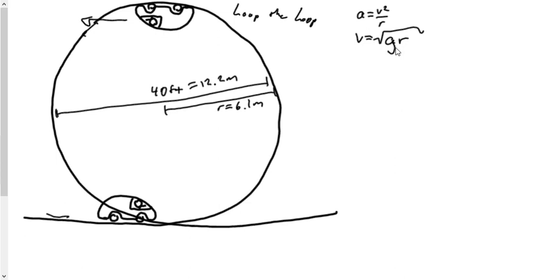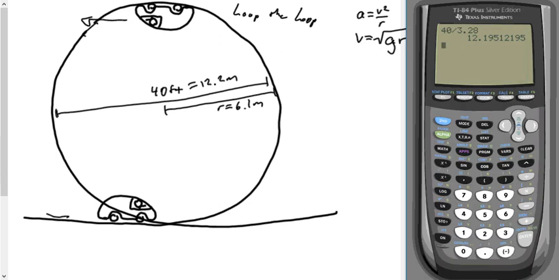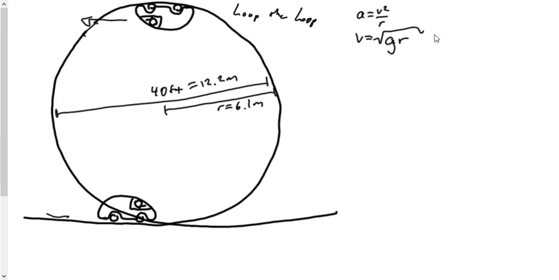Remember that our track radius is 6.1 meters. So I'm looking at 9.8, the acceleration of gravity, times the 6.1 track radius, and I always go to the power of 0.5. I find that to be easier and more consistent than taking the square root. And so I'm looking at 7.73 meters per second. That is the velocity at the top.